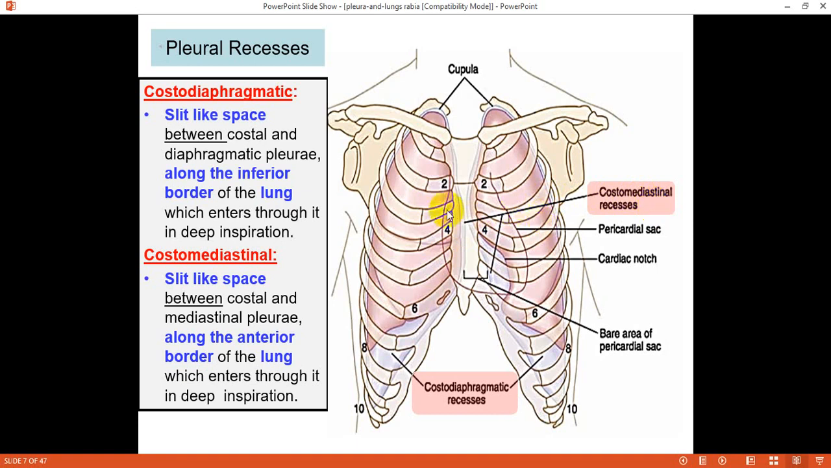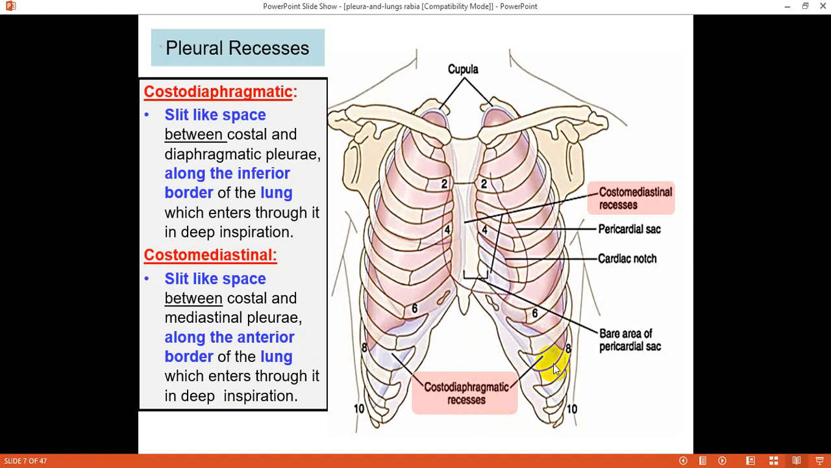costomediastinal recess. This is an extra pocket of pleural cavity anteriorly. The more prominent one is the inferior one, which is between the diaphragmatic part and costal part of parietal pleura. Here you can observe that this is the costodiaphragmatic recess, and it is well observed as compared to the costomediastinal recess. Now these recesses can be properly observed during expiration, as when there is inspiration, the lung expands and occupies these recesses.